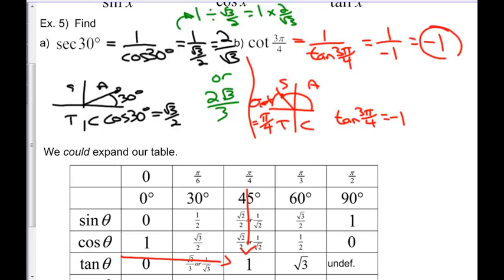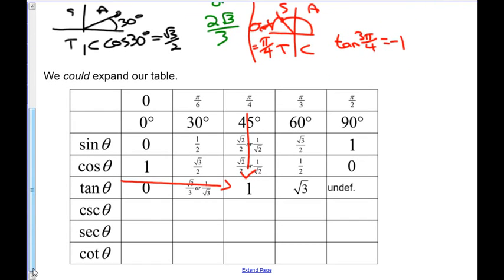Okay. If you wanted to just know these values right off the top, then you could expand your table. And let's do that. So I think there's value in being able to get away without doing that. So let's go with another little trick. We've got our first 3 rows done. Cosecant is just 1 over sine.